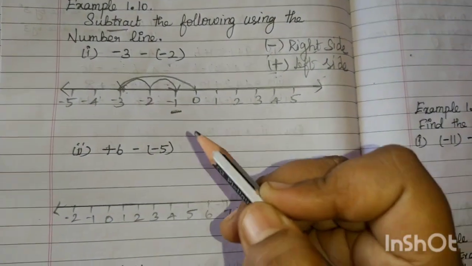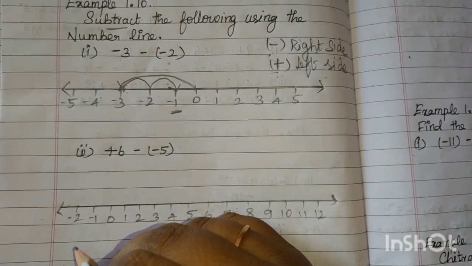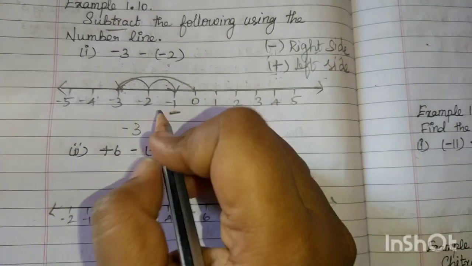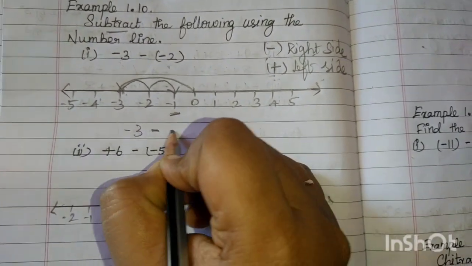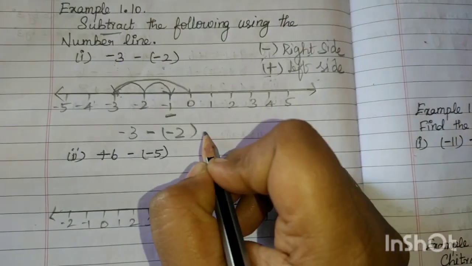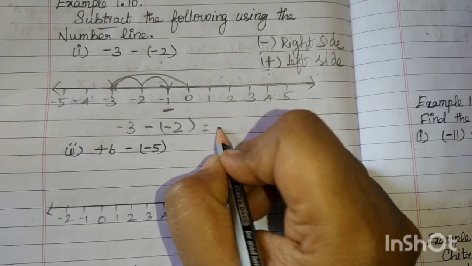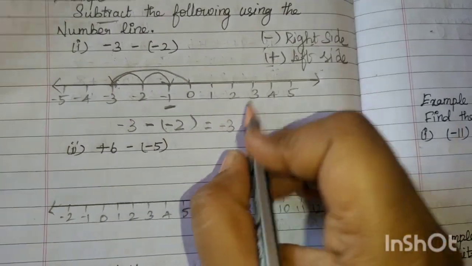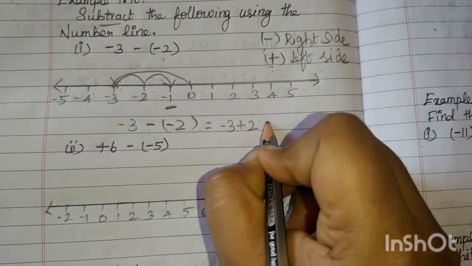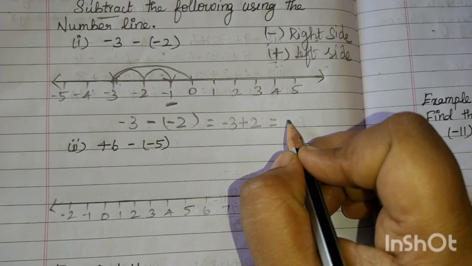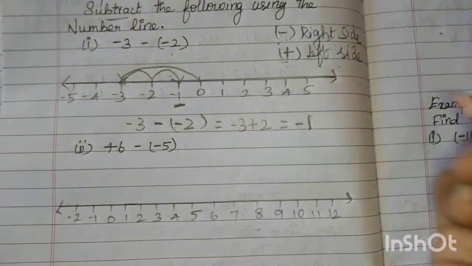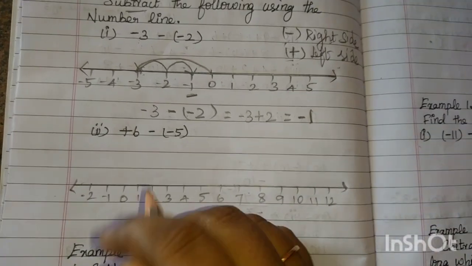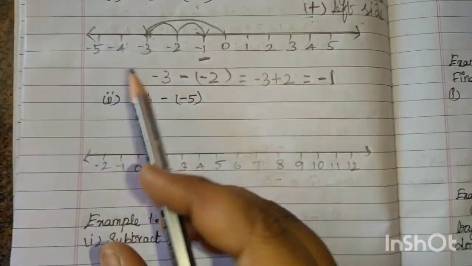So now the answer is minus 1. You write it here: minus 3 minus 2 equals minus 3, minus into minus is plus 2, equals minus 1. Are you clear? Now we are going to do the second sum in the same example.